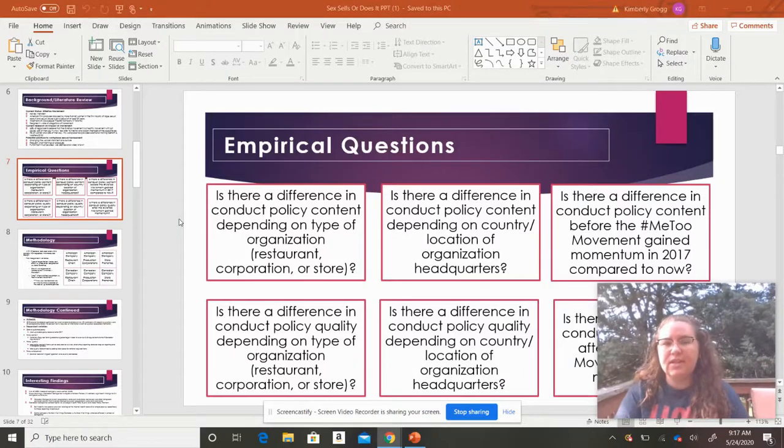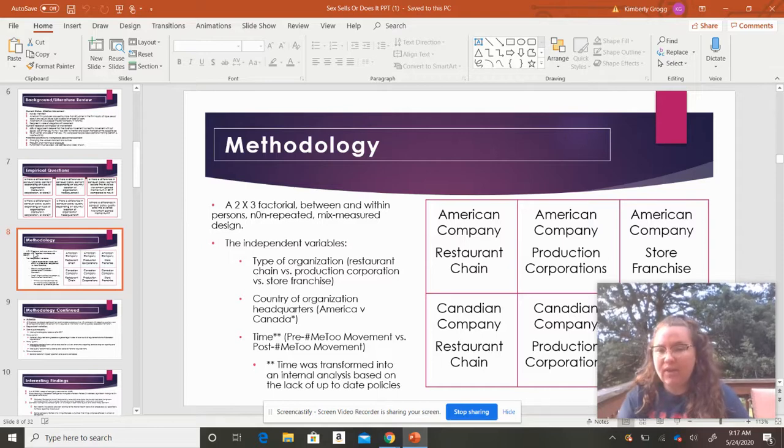So the next step in research is taking what questions you have and turning it into something that looks a little bit like this. So this is my methodology here, and this is a way that you can graph out the things that you're going to want to compare to each other. So my research was a 2x3 factorial between and within persons non-repeated mixed measure design. Basically, as simple as it can be, the two is American versus Canadian. So two is the fact that one of my variables is country. The other one is type of organization. Those empirical realizations make it three because I have restaurants, corporations, and stores. I analyzed a total of 60 companies, 10 of each of those categories there. So 30 American, 30 Canadian.